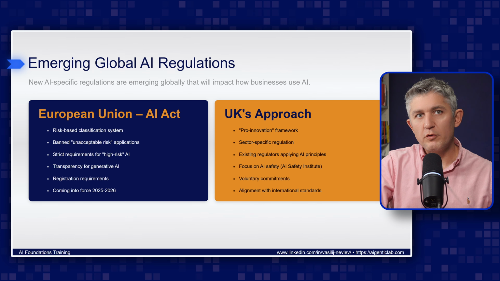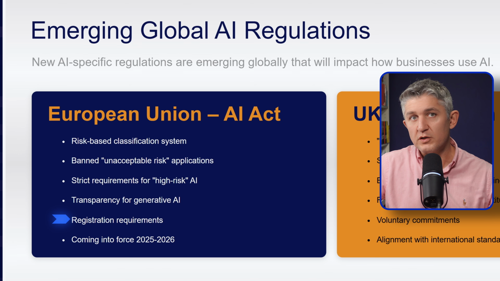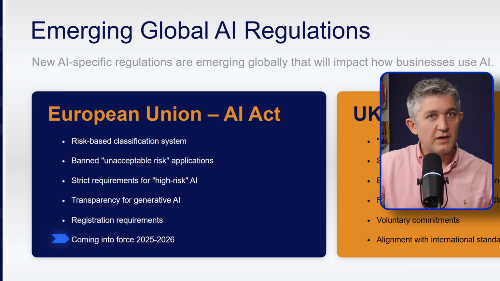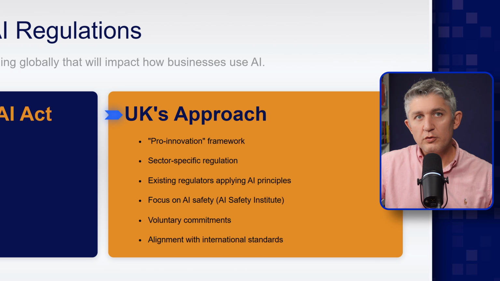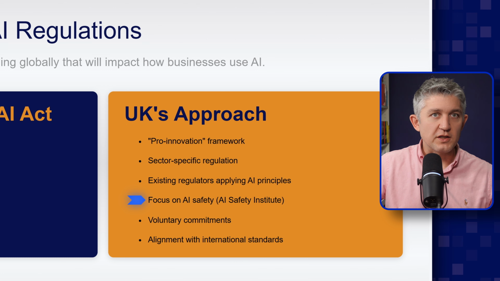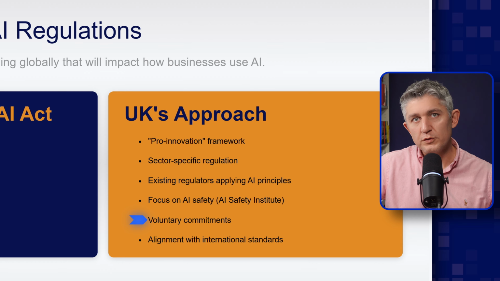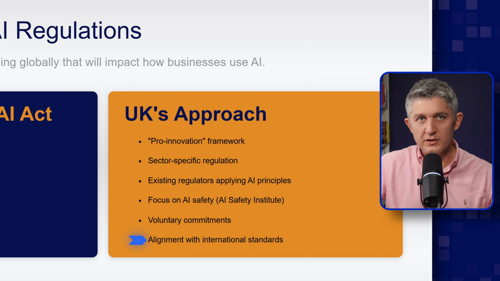Some emerging global regulation is coming. The EU AI Act is focused on a risk-based classification: a ban for unacceptable risk, strict controls for high-risk systems, transparency for generative AI, registrations and phased enforcement. It's coming into force in 2025 to 2026. The UK approach is different. It's pro-innovation. It's focused on AI safety and international alignment. It focuses on voluntary commitments moving towards standards. You need to track both if you operate across borders.